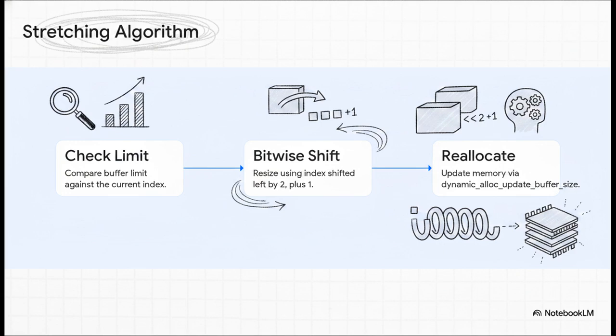But, and check out step 2 here, it doesn't just multiply the size by 2 using standard math. No, it uses a bitwise left shift. It calculates the new limit as the index shifted left by 2 plus 1. This bitwise operation is incredibly fast at the CPU level. Finally, it just delegates the actual memory reallocation to a dynamic update function.